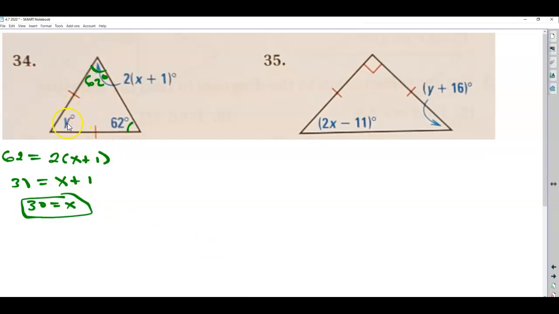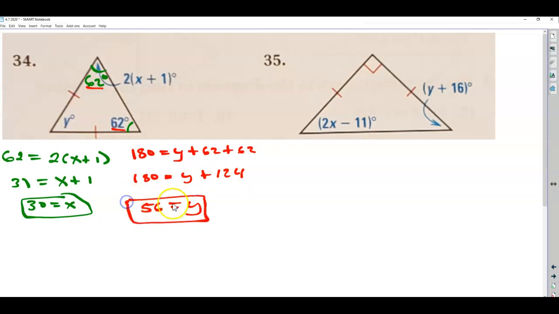And then look at y. Y is part of the big triangle, and I know that these two angles are 62, and y plus the two 62s has to add up to 180. That's the triangle sum theorem. So add those angles together. If I subtract, we end up with, oh boy, what is that? That's 54, 56. 56 degrees. And you can always check, plug it back in. 56 plus 124 is 180.